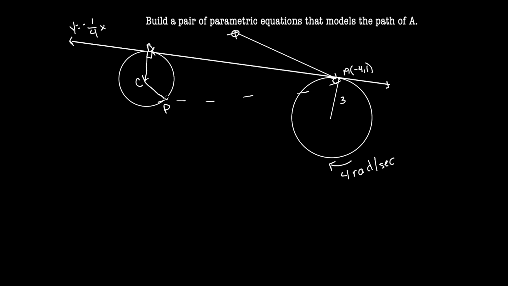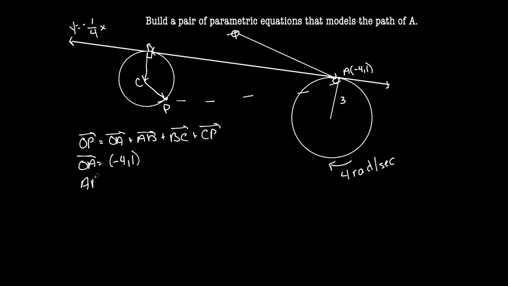So we're basically breaking down a complex situation into simple ones that we can handle. So OP, we're going to set that equal to OA plus AB plus BC plus CP. So now we know our OA because we have its coordinates, which is negative 4, 1.